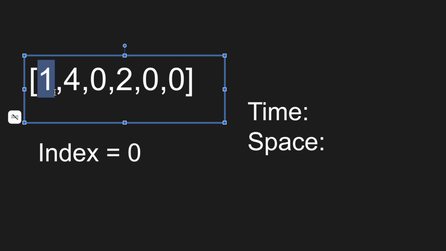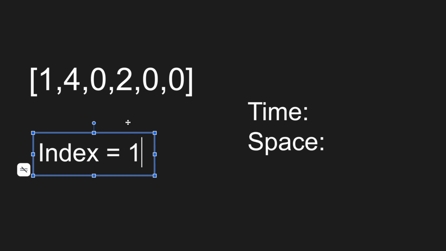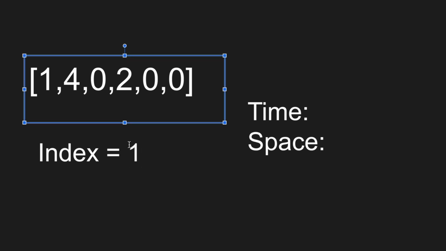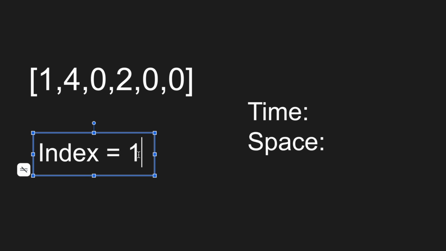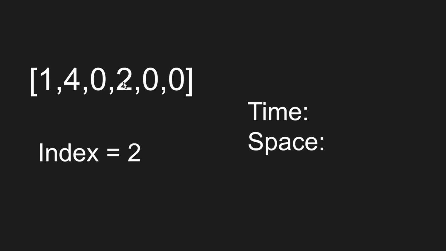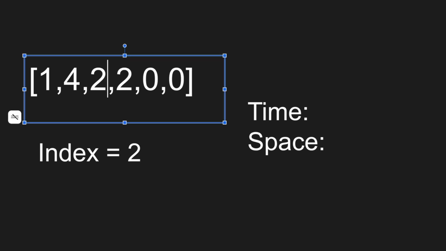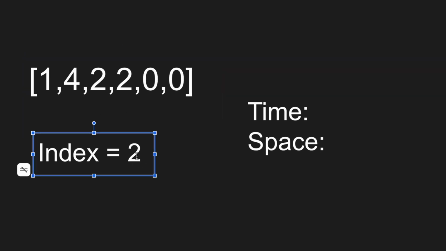So 1 is not 0, so we set index 0 to 1, increment index by 1. 4 is not 0, we set index 1 to 4, increment index by 1. So it's now 2. 0 is 0, skip over. 2 is not 0, so we set index 2 to 2, and we increment the index by 1 again. So now it's 3. 0 is equal to 0, so skip. 0 is equal to 0, so we skip again.